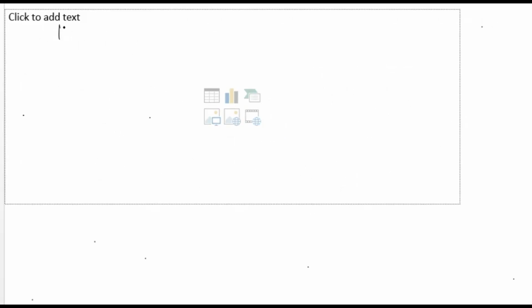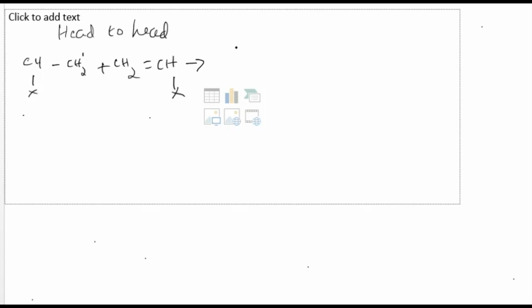Next, we can see how the head to head addition comes. CHX, CH2 dot plus CH2 double bond CHX gives CHX, CH2, CH2, CH. So, this is a head to head addition.